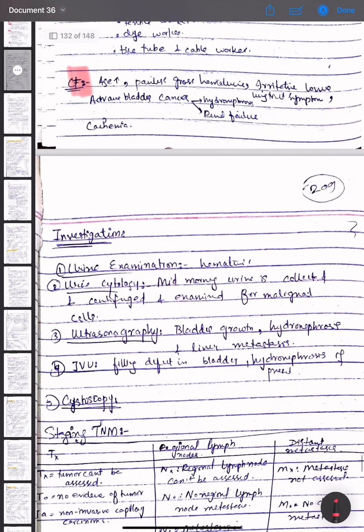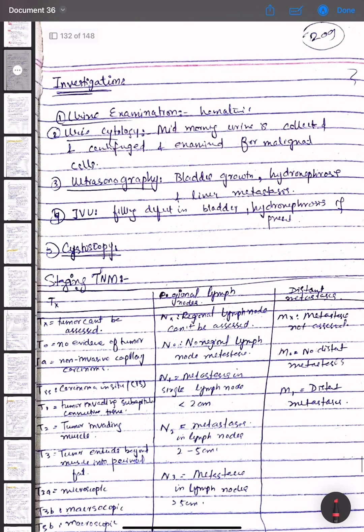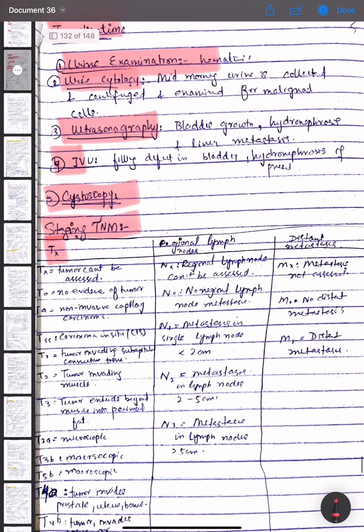Now the investigations are urine examination for hematuria, and urine cytology, where mid-morning urine is collected, centrifuged and examined for malignant cells. Ultrasonography is done for bladder growth and hydronephrosis. Intravenous urogram shows filling defect in the bladder and hydronephrosis if present, and then cystoscopy.